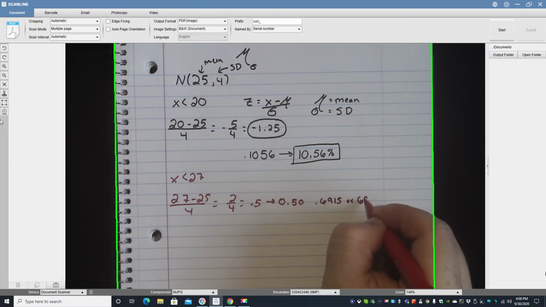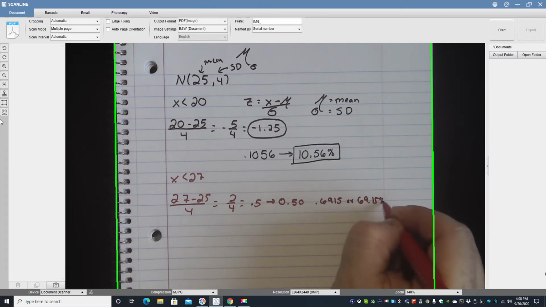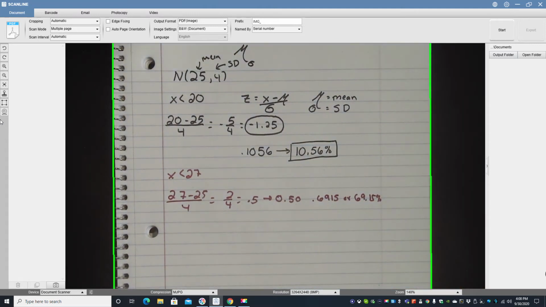Or 69.15%. So that tells me that there is 69.15% of the data below 27 in this particular case. Now, let's say I want to go higher. Let's say I want x is greater than 32.